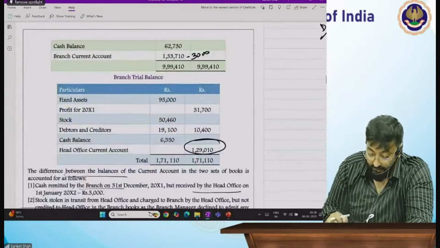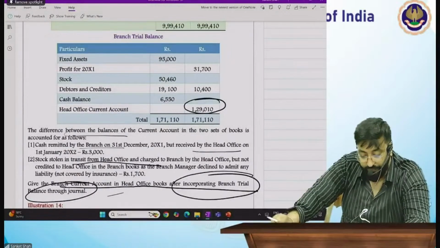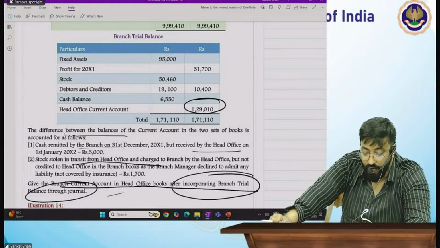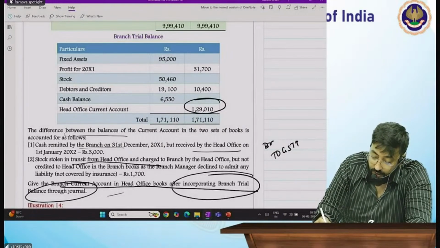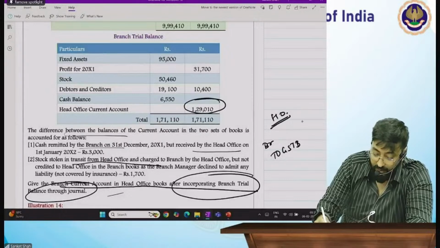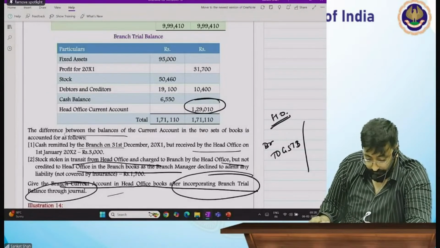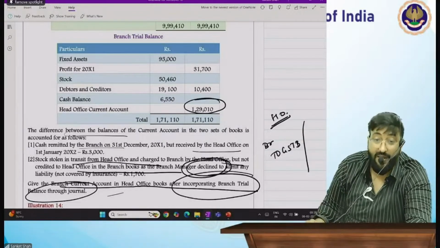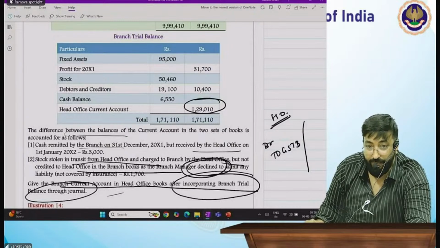Minus 3,000. Next: stock stolen in transit from head office and charged to the branch. So what entry did we pass? Branch account debit to goods sent to branch. HO already passed this entry, and HO is expecting the stolen goods entry. Who should pass it? The branch should pass this entry.